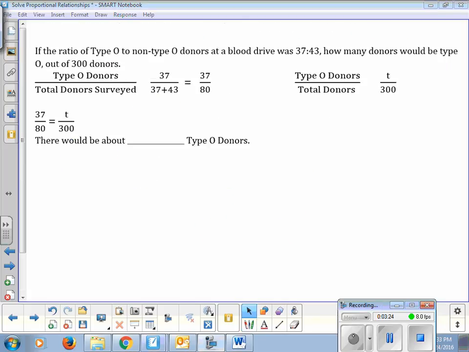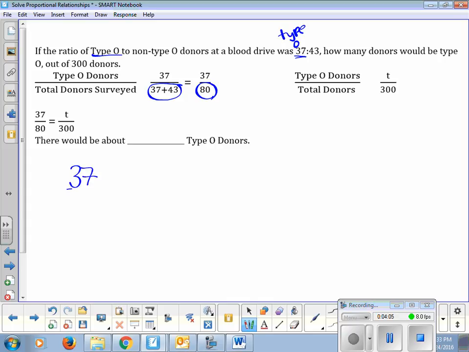Our next example: if the ratio of type O to non-type O donors at a blood drive is 37 to 43, how many donors would be type O out of 300 donors? The first thing that comes up in the ratio, if it's type O to non-type O, the first one would be type O. The second one would be non-type O, and if you add them together, you get the total. So we added them together to get a total of 80. Of those 80 people surveyed, 37 of them were type O donors, so that's where we get 37 over 80.